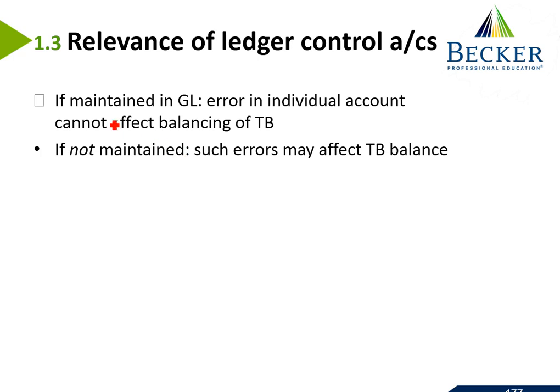All right, now of course we look at the relevance of control accounts. Okay, now this is something I have discussed already. If control accounts are maintained in the general ledger, errors in individual accounts will not affect the balancing of the trial balance. This is because the individual accounts are kept in memorandum. So as they're kept in memorandum, whatever error is made in them does not affect the trial balance, because they are not in the general ledger. The trial balance is only concerned with general ledger accounts.